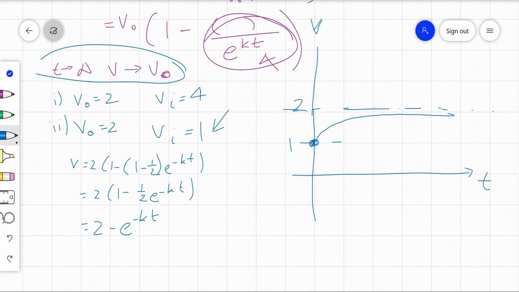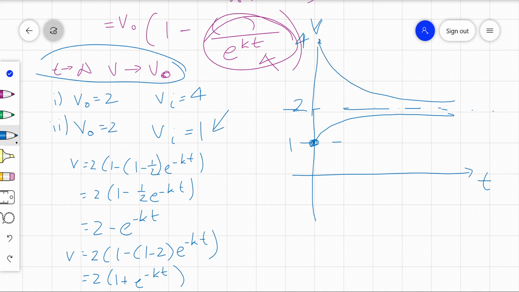And then if I look at the first one, going backwards here, 2, I get 1 minus 2 on 1, 4 on 2, e to the minus kt. And that will give me 2, 1 plus e to the minus kt. So we know, anyway, we don't even need that because we know it starts at 4. Let's say 4 is up here, and it goes towards 2 as t approaches infinity. So you can kind of see the pictures of them.